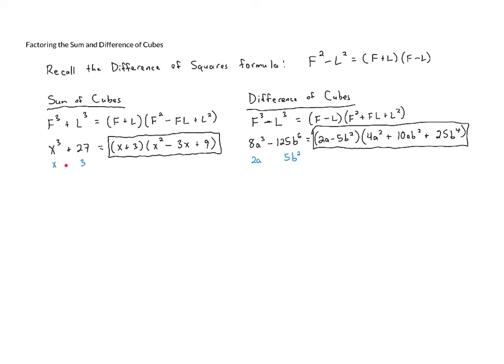Anytime we have a sum of two cubes or a difference of two cubes, we can use these formulas to factor those polynomials. And if you want to derive these formulas yourself, what you can do is calculate the products on the right-hand sides and look to see that most of the terms end up canceling out, and you're just left with two terms, either f cubed plus l cubed or f cubed minus l cubed.